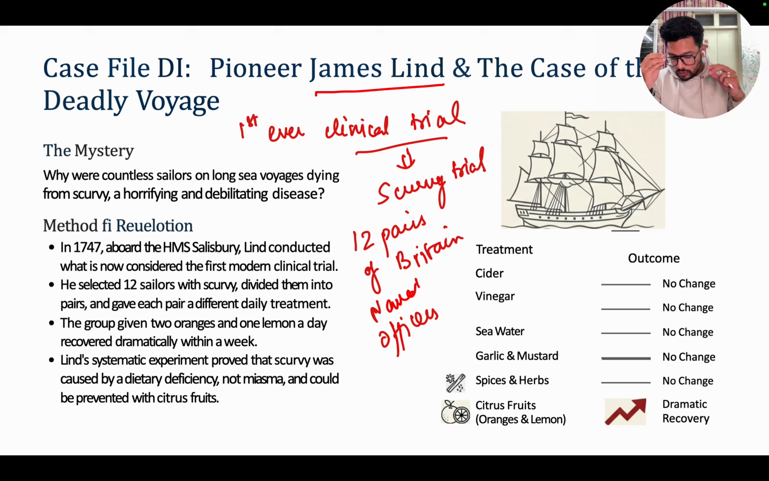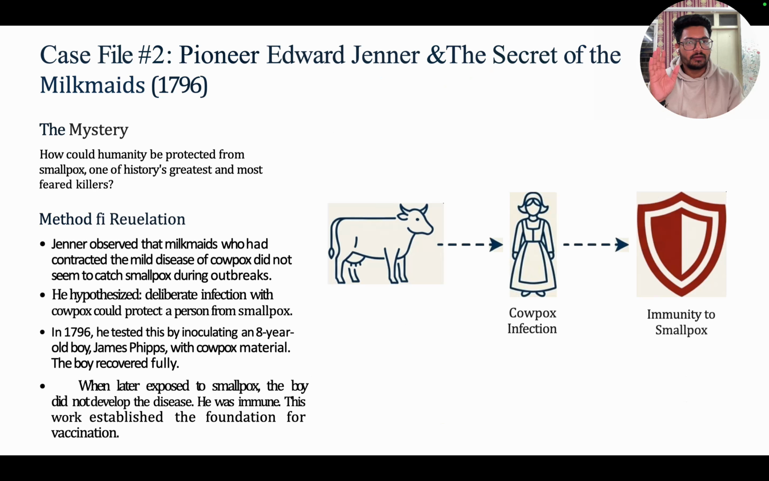The group that was not given the citrus fruits developed the vitamin C deficiency that led to scurvy. So this was one clinical trial conducted by James Lind, and after this trial, we came to know about vitamin C deficiency leading to scurvy. You can read about other aspects of that trial on the slide.